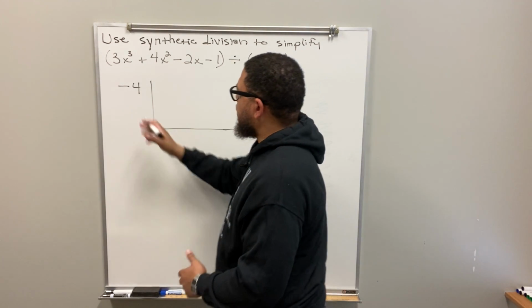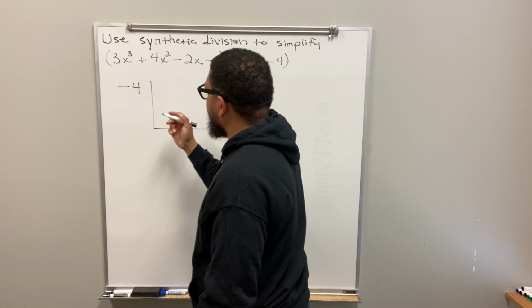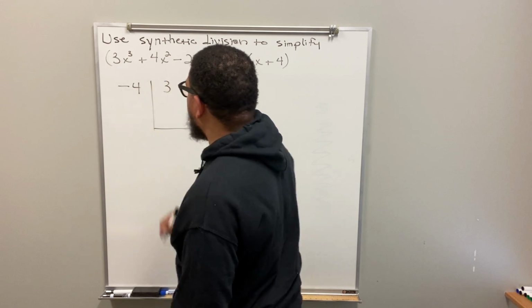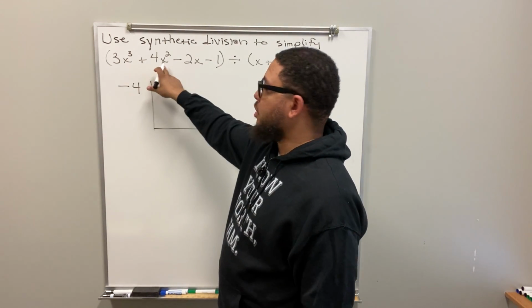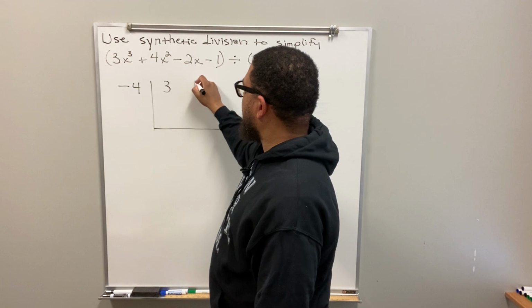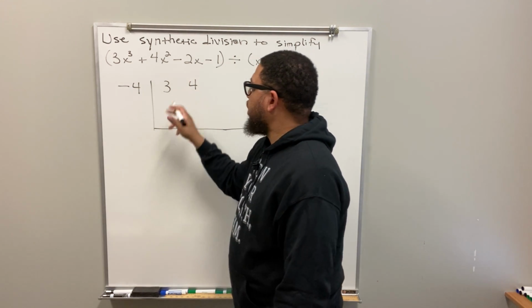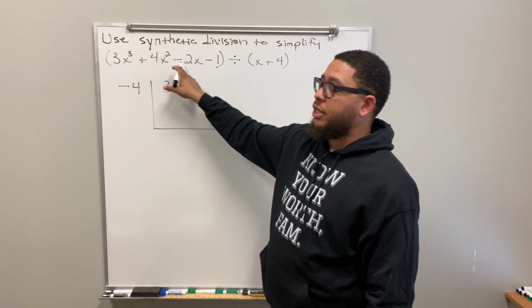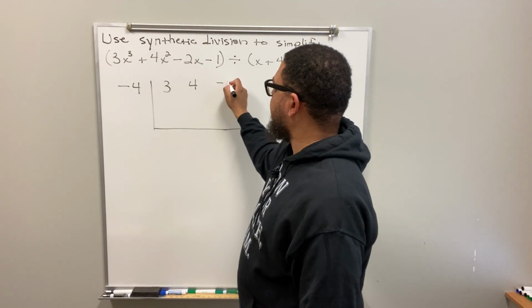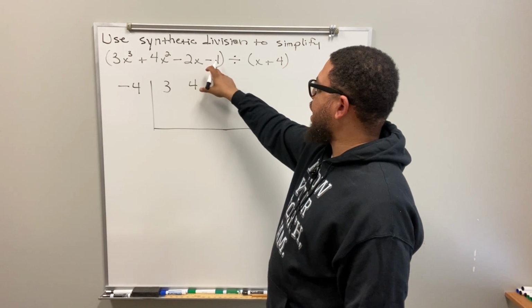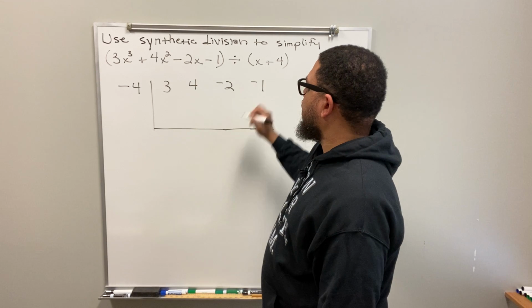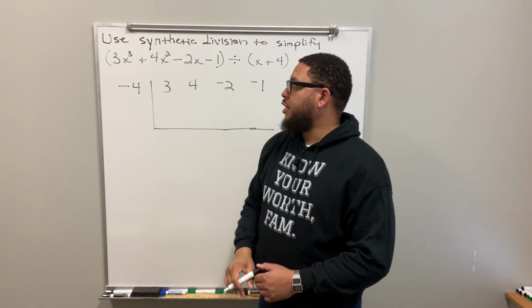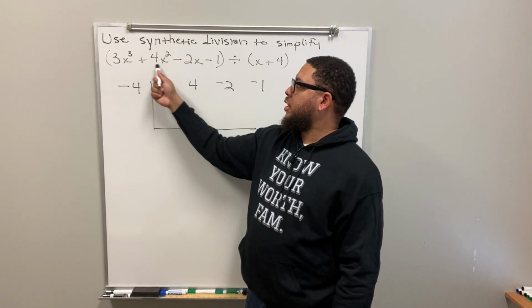So I'm going to take the coefficient of x cubed, which is 3, and I'm going to write that right here. Then I'm going to take the coefficient of x squared, which is 4, and I'm going to write that right here. Then I'll take the coefficient of x, which is negative 2, and I'll write that right there. And then this constant is negative 1. All right?